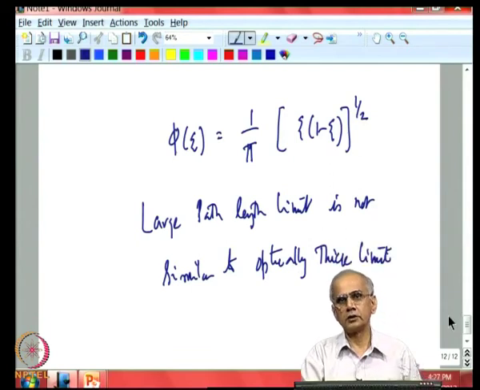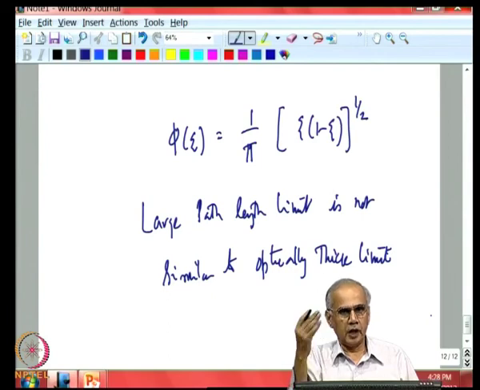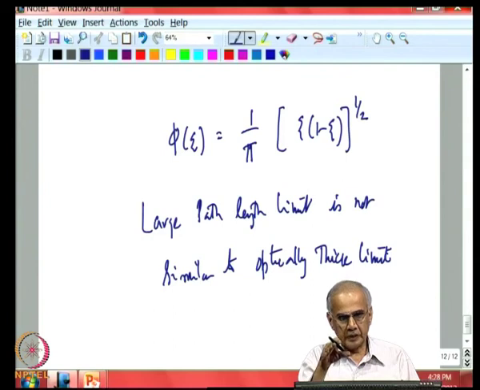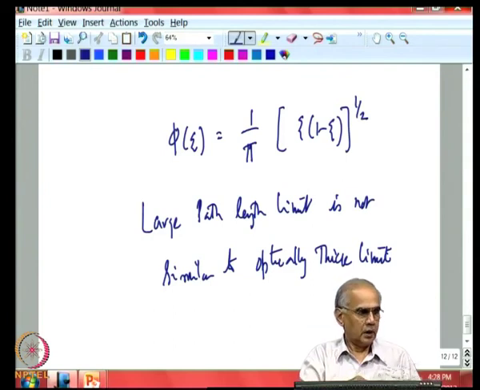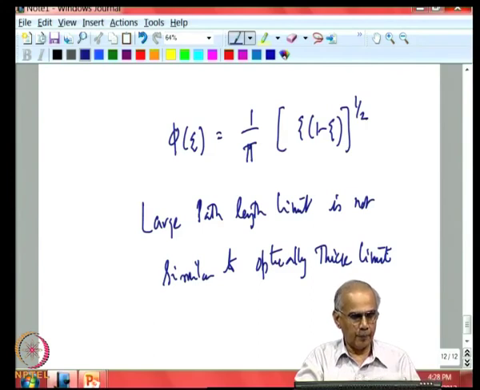Now, this is because in a non-gray gas, even if the path length is very large, there will always be wavelength regions in which the gas is not going to absorb much radiation. So, radiation will just get through the gas. Now, this looks a bit surprising and may not seem obvious.